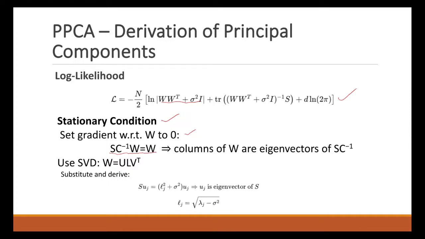If you see that, there will be three types of solutions. W is equal to 0, however it will be a minimum, so we ignore it. The other is C equal to S, which will be very rare. And there is a third case in which W is not equal to 0 and C is not equal to S, so we express this W in terms of singular value decomposition, that is U L V transpose. If we substitute this above and derive, we get S U_j is equal to (L_j square plus sigma square) into U_j.